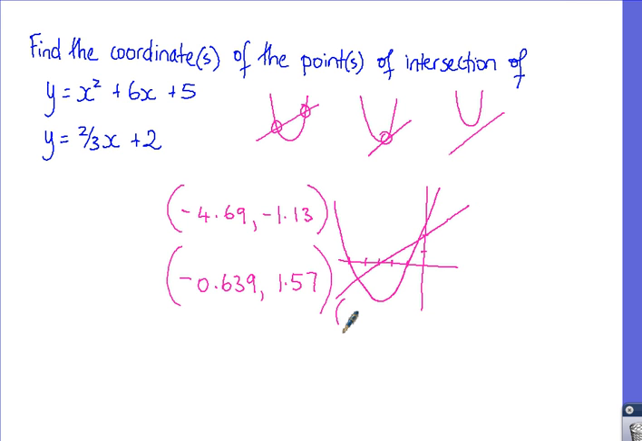And here you would write your coordinates of your points of the intersection. So negative 4.69, negative 1.13, and up here you'd write the second one, negative 0.639, 1.57. Okay, and then you've at least shown how you found your answer.